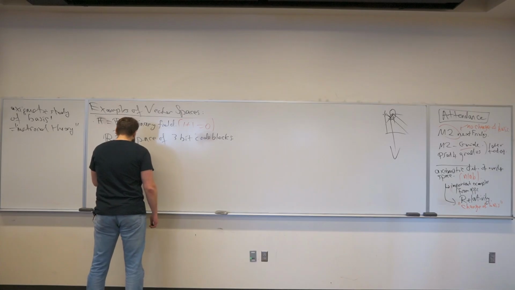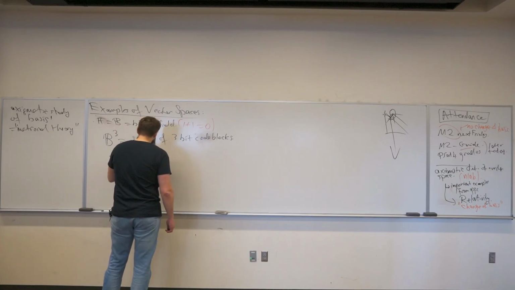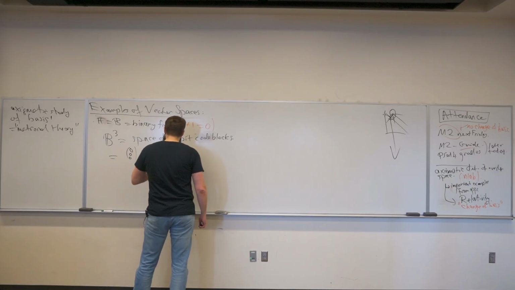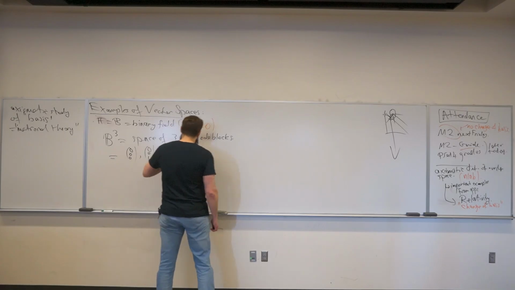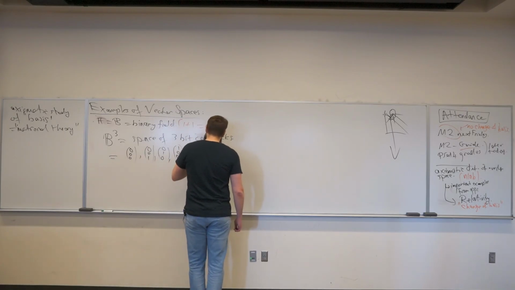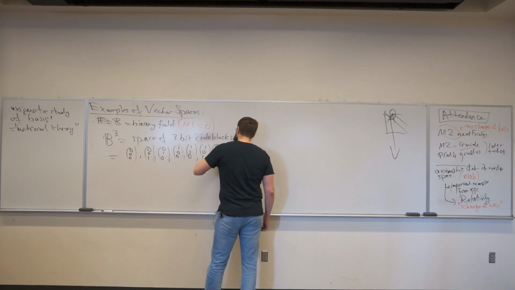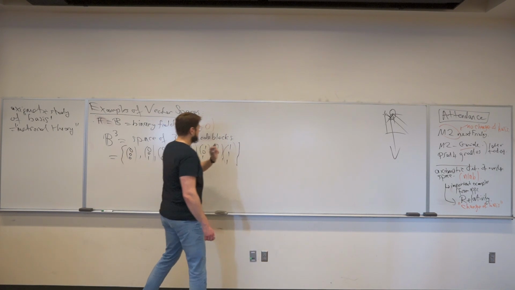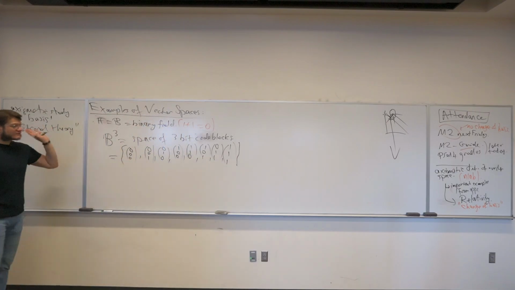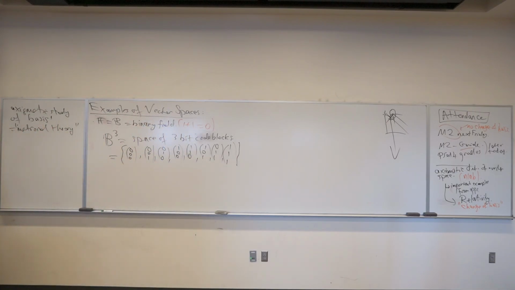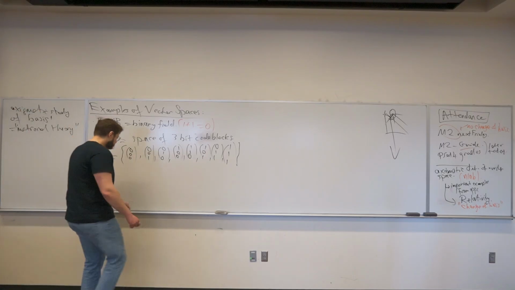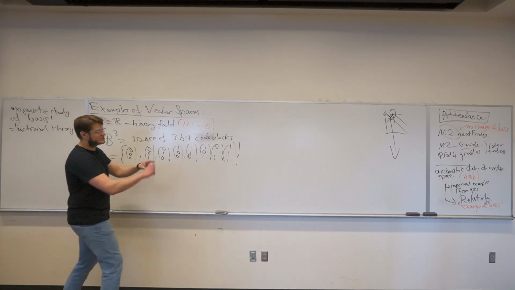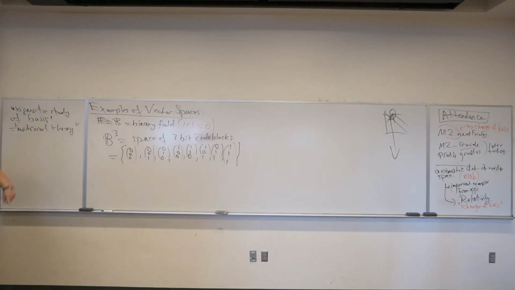Right? So 0,0,0; 0,0,1; 0,1,0; 1,0,0; 0,1,1; 1,0,1; 1,1,0; 1,1,1. This vector space has exactly these 8 vectors. And in fact, people would draw this as well. So how can I draw this? Well, I'm just going to draw a cube, and the vectors in my B3 are just going to be the corners.